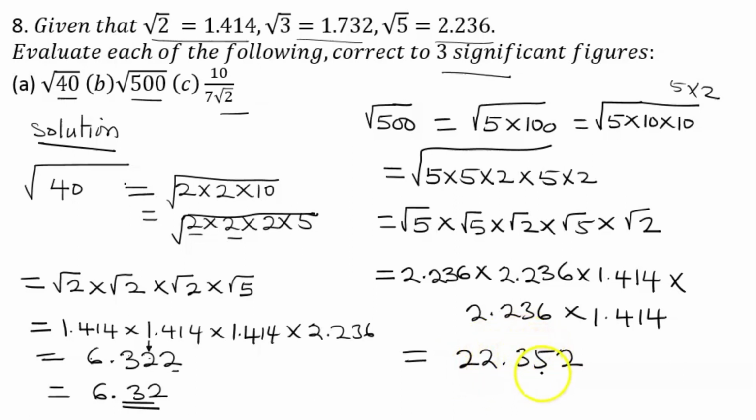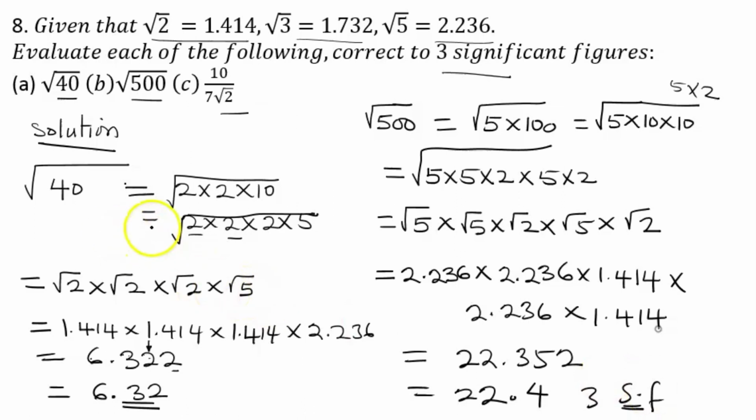All right. So to three significant figures, 1, 2, 3. The fourth one is more than 5, so it's going to give us 22.4 to three significant figures. All right. So I believe we are understanding this. This is just how to solve this one.